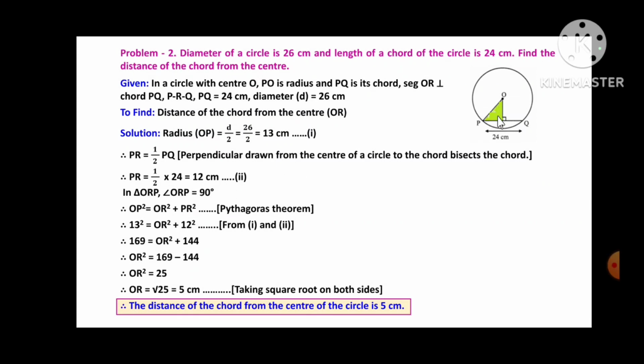So triangle ORP, which is shown with green color. What will you get in triangle ORP? Angle R is 90, therefore OP square is equal to OR square plus PR square by using Pythagoras theorem. OP's value is 13 square equals OR square plus PR, which is 12 square. 13 square is 169, equal to OR square plus 12 square, which is 144. So OR square is 169 minus 144, that is 25. Taking square root on both sides, OR is equal to under root 25, that is 5. Square root of 25 is 5. OR is 5, which means the distance of the chord from the center of the circle is 5 centimeter.